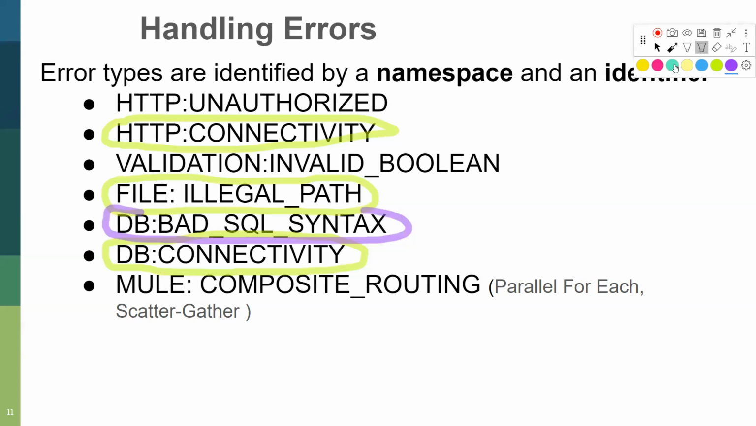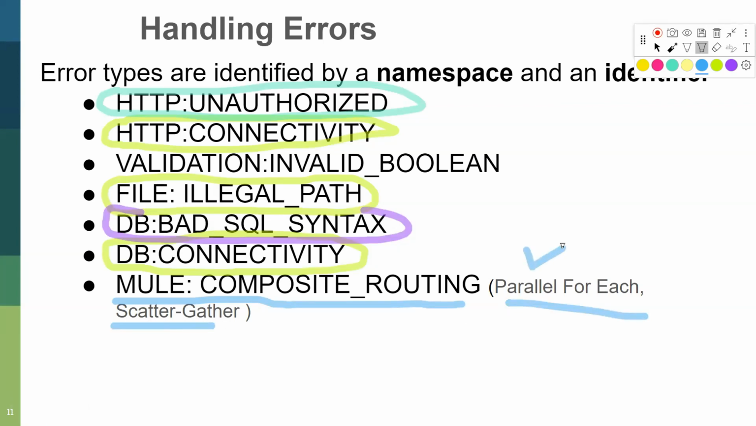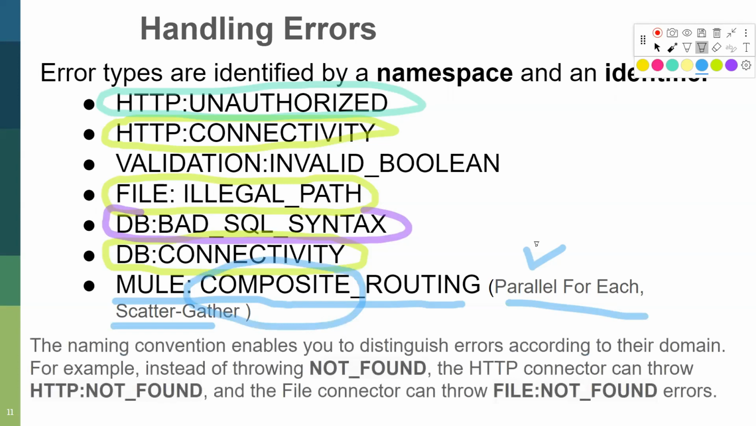There are other types also. The first one is authorization related, for example when we provide inaccurate credentials or an expired token and so on. And at the bottom, we have the composite routing type. We have these kinds of errors for parallel for each and scatter gather because these routers process data in parallel. That is why it is composite. We see the keyword composite here. So errors are identified by their namespace and identifier.